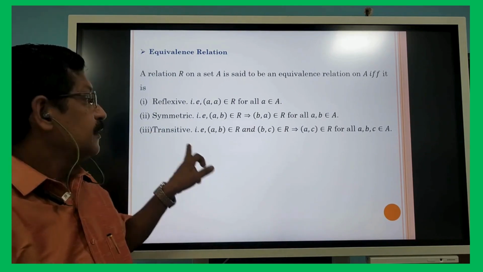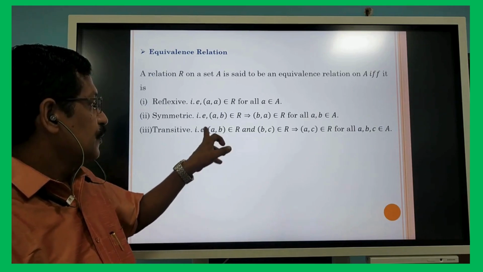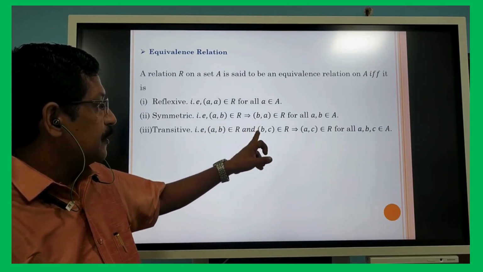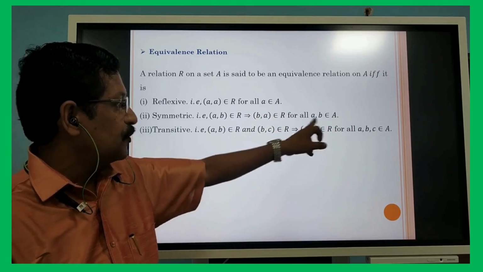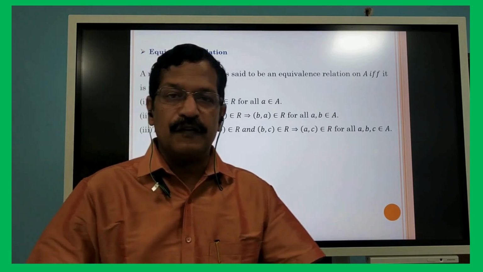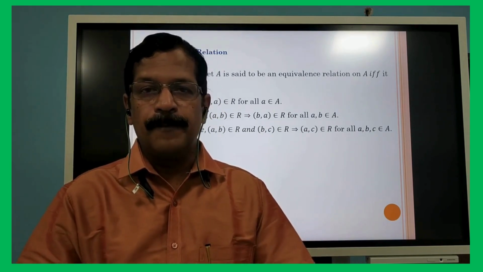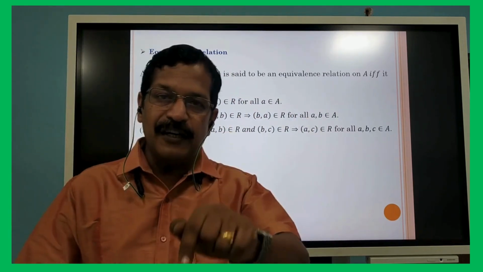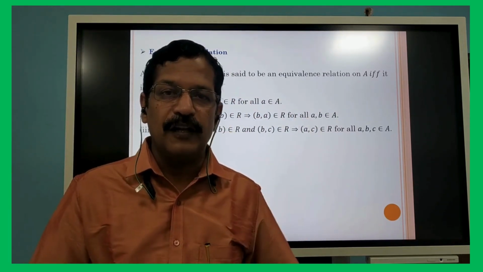And the third condition is transitive. That is, (a, b) element of R and (b, c) element of R implies (a, c) element of R, for all a, b, c in the set A. If all the three conditions are satisfied, then the relation R is said to be an equivalence relation.